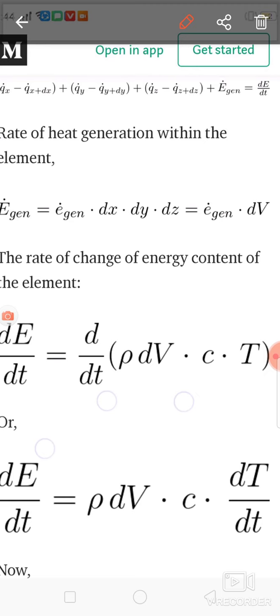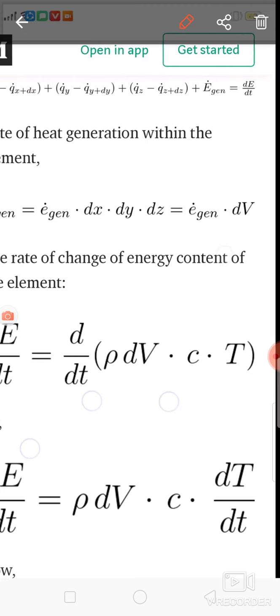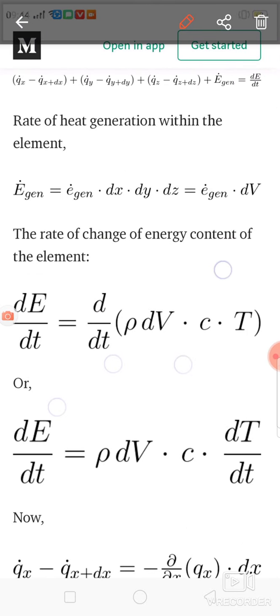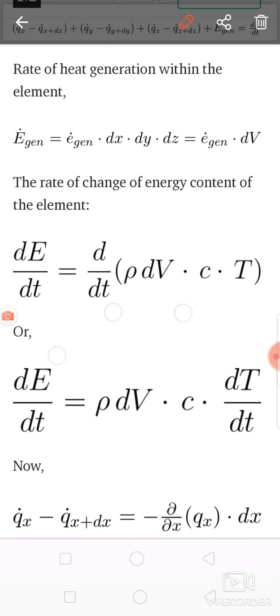So what is the notation for the energy generated within the element? That is E dot generation, which is equal to what? The energy stored in the element. So how to denote the energy stored in the element? That is d by dt. E is nothing but the energy stored in the element for that particular time. So we have to write dE by dt.